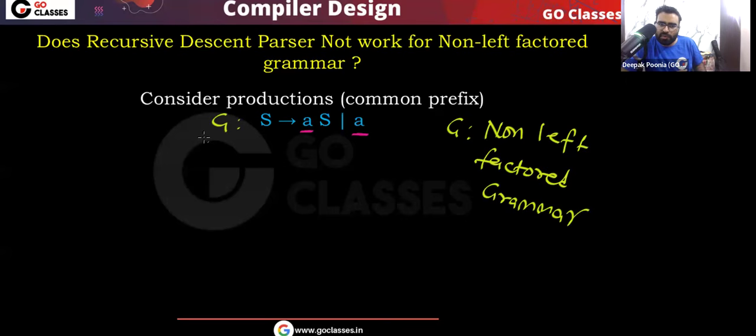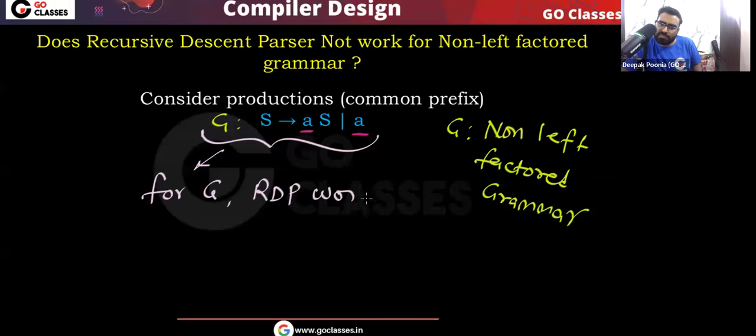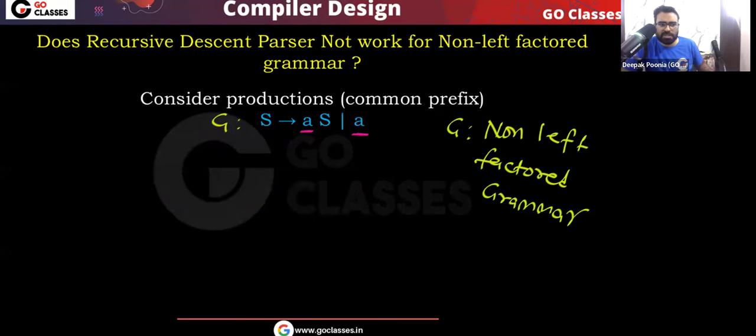But let me tell you that for this grammar, the recursive descent parser will work. For this grammar, the recursive descent parser actually works. So here for this G, the recursive descent parser works. There is no problem here. You can take any string and check. For example, what is L(G)? You can notice L(G) is A plus. You can take any string and check.